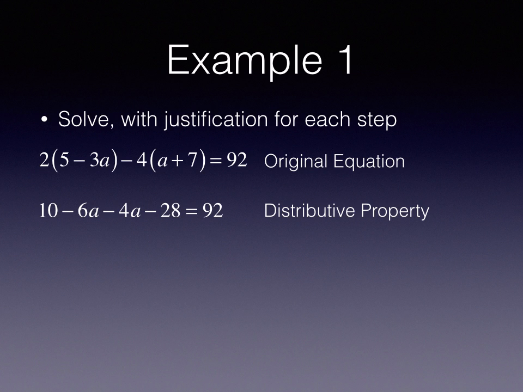We distributed. Then somebody's going to look at that and they're going to say, well, we got to clean up. That -6a and that -4a, they go together. The 10 and the -28 go together, so let's clean it up. Now, there's no cleanup property, all right? There's no combining like terms property. So this is where some people get confused, but the more you use it, the easier it's going to be. Effectively, what you've done is you've taken the -6a and the -4a out, and you have replaced it with the -10a. The act of removing something and replacing it with something else is the substitution property.